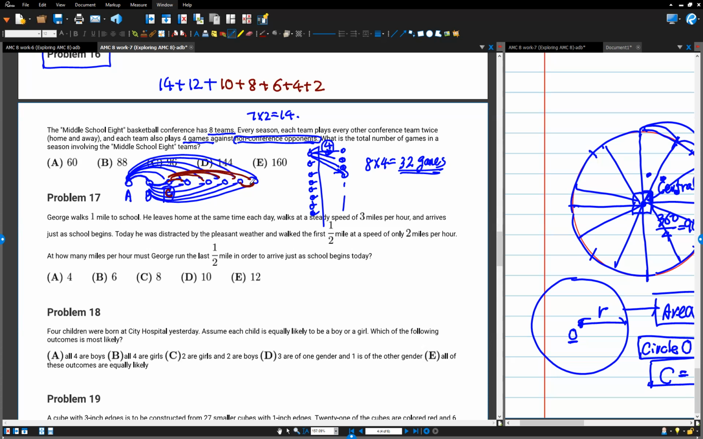How many games are there? 16, 16, 16. 16 times 3, right? There are 48 games. We still have one more 8 there. 48 plus 8, the sum of all these numbers will be 56. But outside of that, non-conference teams, 32 games. Total is how much? 56 plus 32 will be 88 games. That's the answer. Are you guys with me?